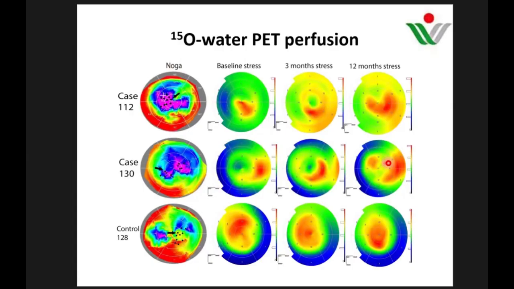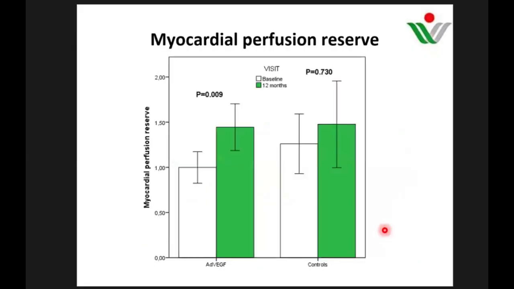Another treated patient shows here the baseline. And then 3 months and 1 year after treatment, clearly improved perfusion, whereas randomized controls shown here do not show any improvement. And actually, the myocardial perfusion reserve was significantly improved in this material after 1 year of the treatment.